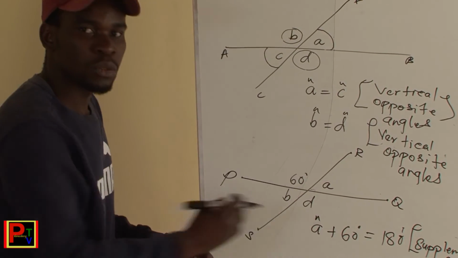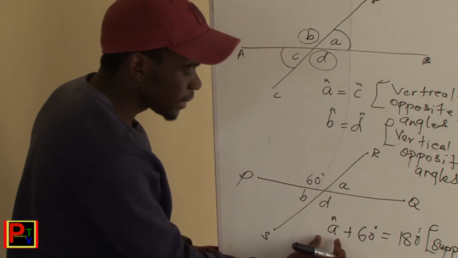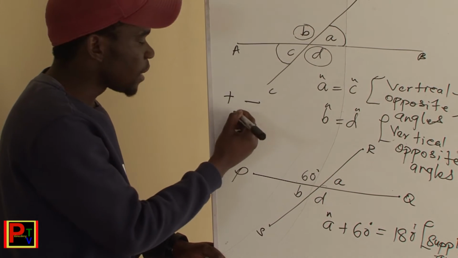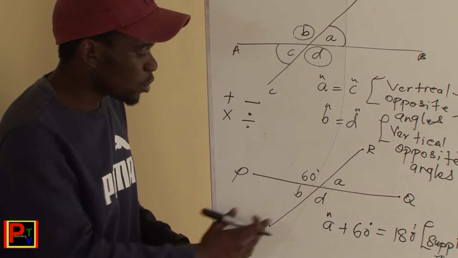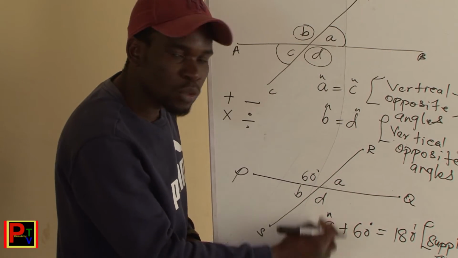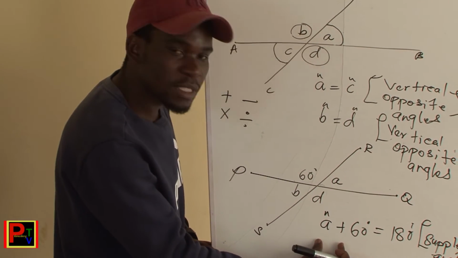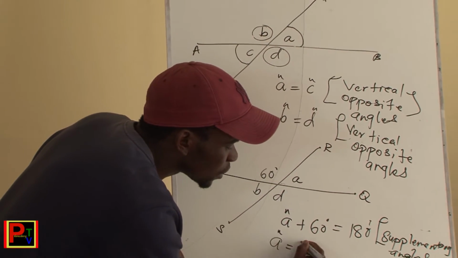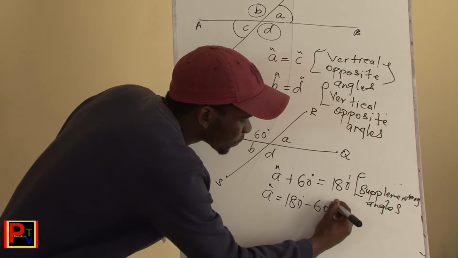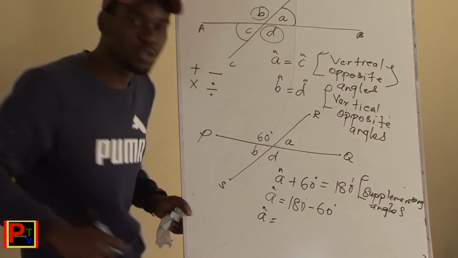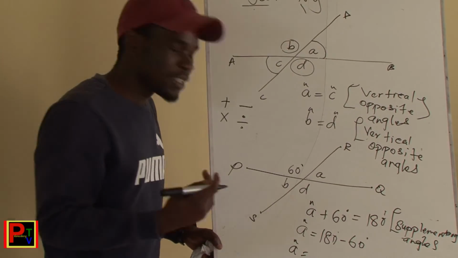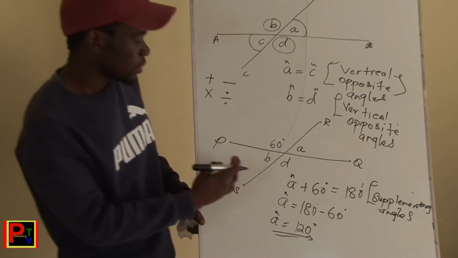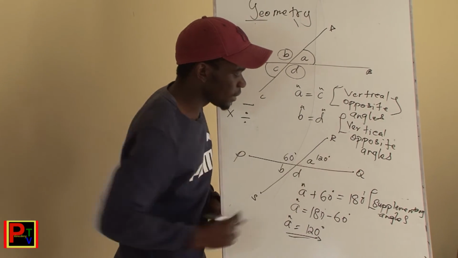Now, to get A, we just do the inverse of the operation sign. They added A plus 60. Now, the inverse of addition is always subtraction. The inverse of multiplication is division. Now, because they added 60 degrees to A, we will subtract the 60 degrees on the left-hand side. Whatever we do on the left-hand side, we also do on the right-hand side. Therefore, we simply say angle A is equal to 180 degrees, subtract 60. Now, what will be the answer? I think you don't need a calculator for that, right? So the answer is 120 degrees. Now, A is 120 degrees. You can write it back there.